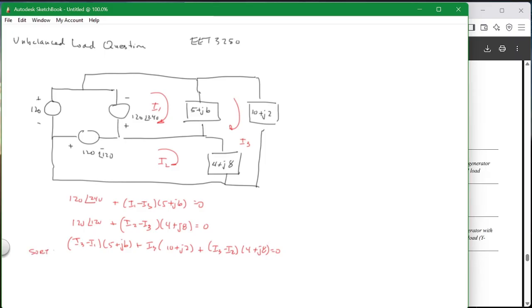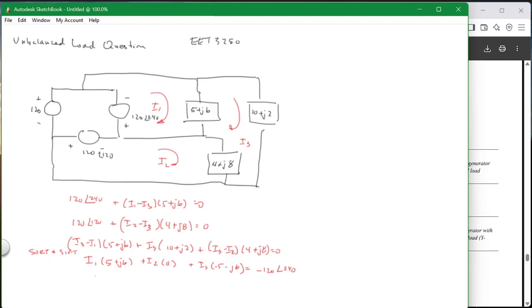Sort and sift, okay? So now the I1 terms: I1 times something plus I2 times something plus I3 times something equals something. Okay, so I1 is 5 plus J6, plus I2 times 0, plus I3 times minus 5 minus J6, equals what? Minus 120 at angle 240.